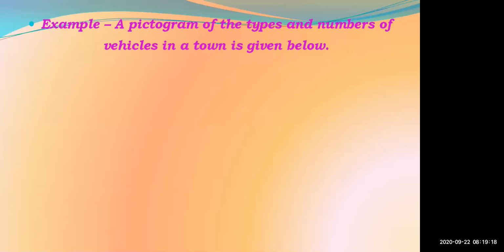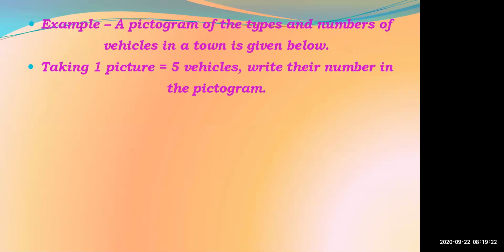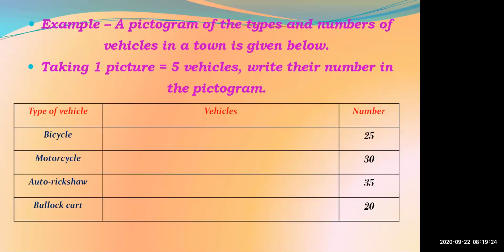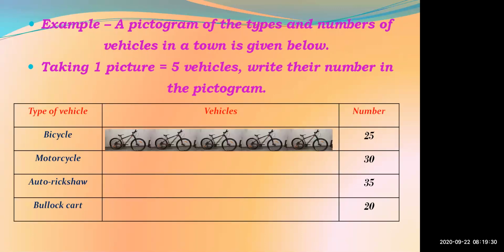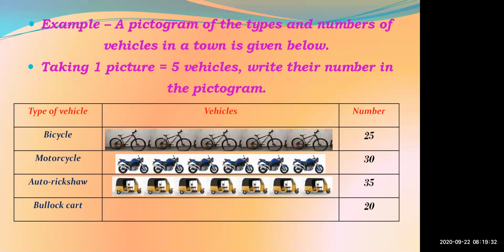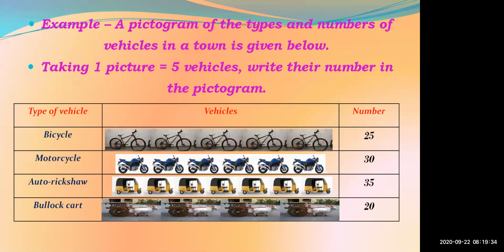This example you have already studied. Again, I will revise that. See, in this example, you can see the types and numbers of vehicles in a town are given below. I will show you the picture here. Now in this picture, what you have to do? You have to take one picture equal to 5 vehicles. So this is your picture. You can see in this picture, different vehicles are there, types of vehicles and numbers.